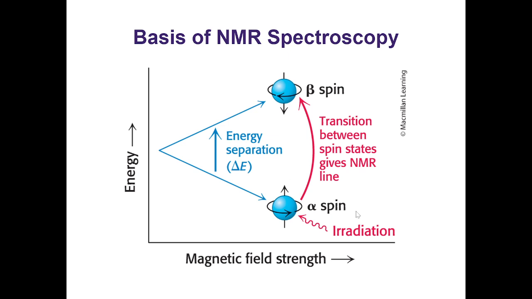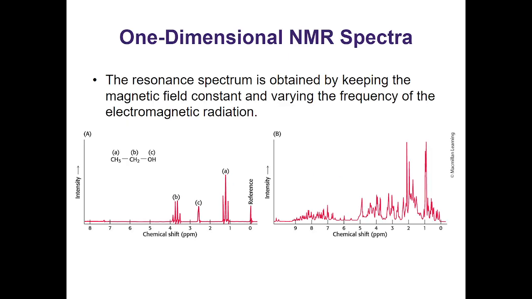And so you can change your magnetic field to have different things split at different energies, which then match the radio frequencies you're pulsing in. How they come back down to the lower energy tells you what that energy amount was. So this is one-dimensional NMR spectra. This is the most common stuff you see. The resonance spectrum is obtained by keeping the magnetic field constant, and you vary the frequency of your electromagnetic radiation.